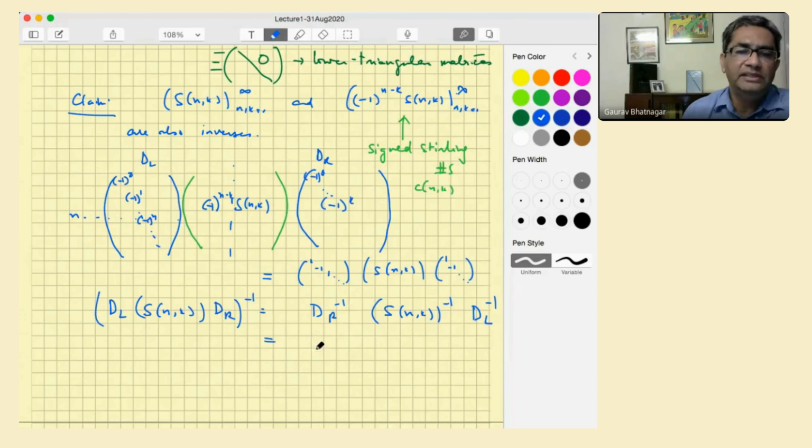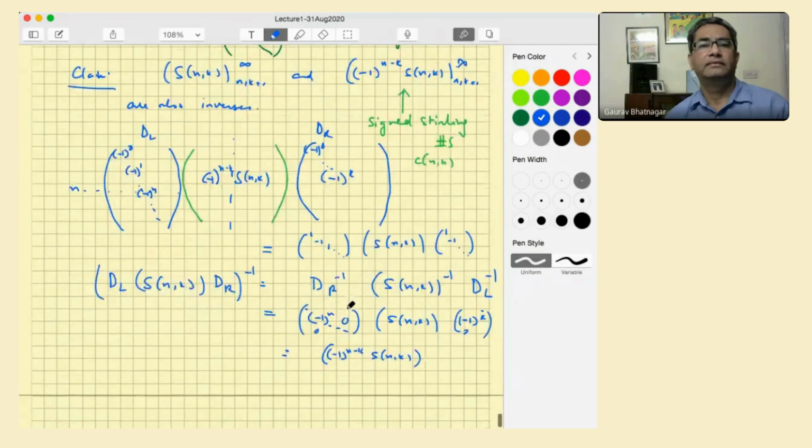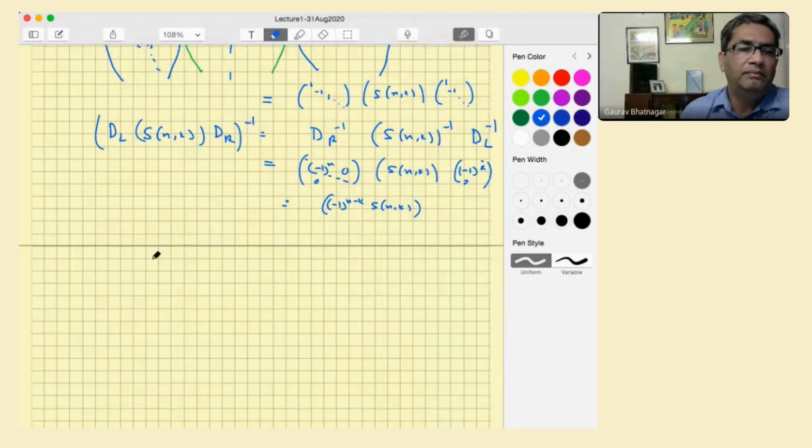And DR inverse is the same thing, minus 1 raised to n. This inverse is small s and k, and this is the same thing, minus 1 raised to k on the diagonal. And this will give you minus 1 raised to n minus k, small s and k. So yeah, I hope this is clear.